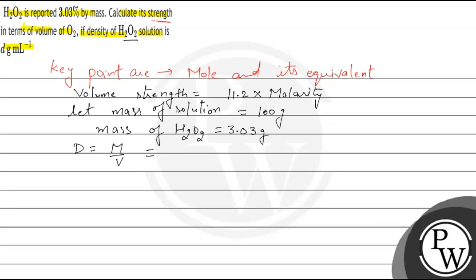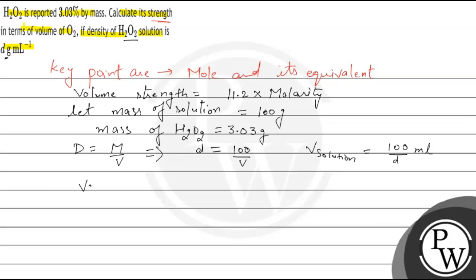So this is equal to, density is D. This is equal to, mass is equal to 100 and V volume. Density D given over here. So we can say volume of solution is equal to 100 by d ml.